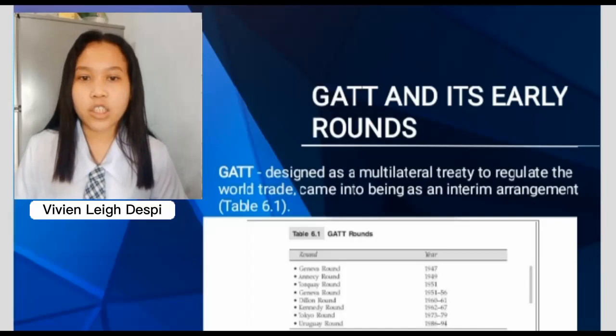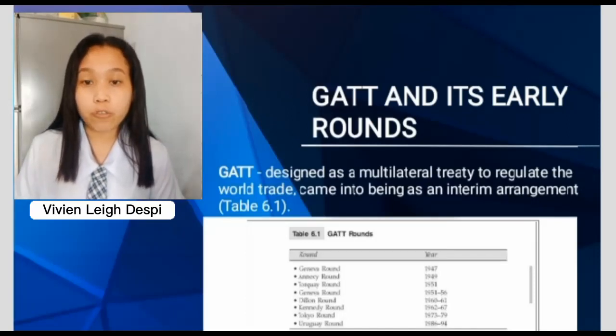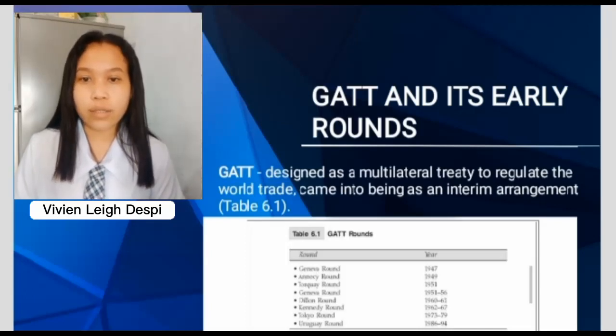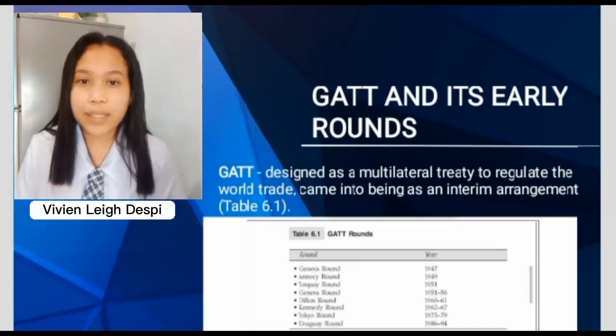In the Geneva Round of 1956, the members had to reach 33 countries. During this round, the negotiations for tariff reductions were modest compared to those in the first round. In the Dillon Round of 1960 to 61, tariff adjustments were made following the creation of the European Common Market, and some tariff reduction negotiations were held. However, the tariff cut negotiated at the Kennedy Round of 1962 to 67 was sizable.